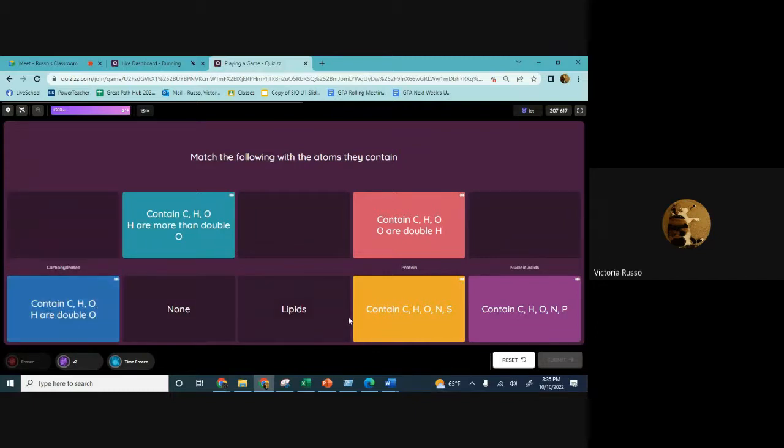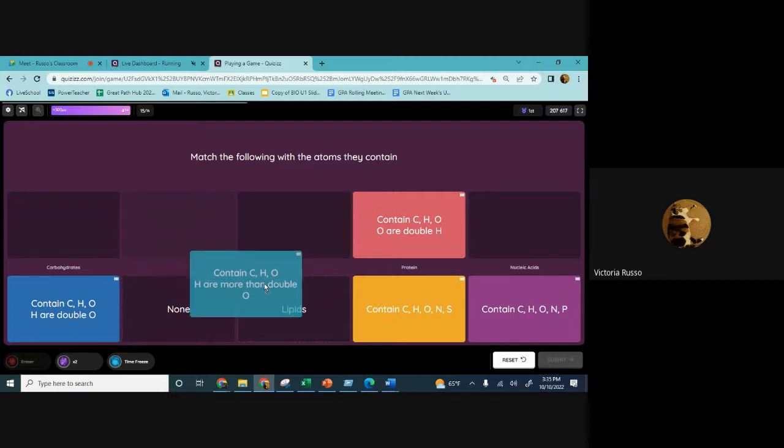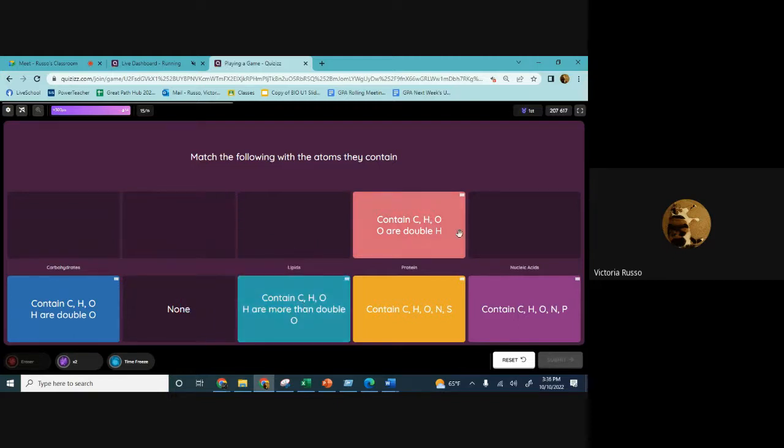When you look at a lipid's formula, the H's are more than double. You may have like 3 oxygens and 15 or 25 hydrogens. And then this one here is the reverse. It says contains carbon, hydrogen, and oxygen, but oxygens are double the hydrogens. This one is for none of them because it's the reverse for carbohydrates. The hydrogens are double the O's.